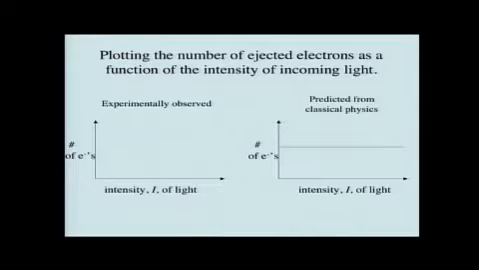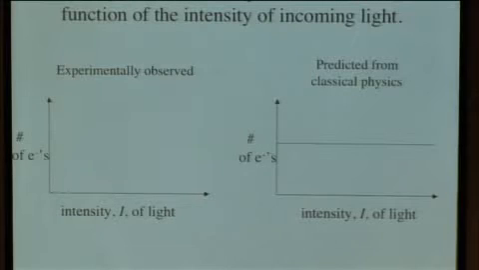So we could also plot the number of electrons that are ejected as a relationship to the intensity. So that was yet another experiment they could do. And this is what they had expected, that there would be no relationship. But instead, here they saw that there was a linear relationship, not to the intensity and the kinetic energy of the electrons, but to the intensity and the number of electrons.